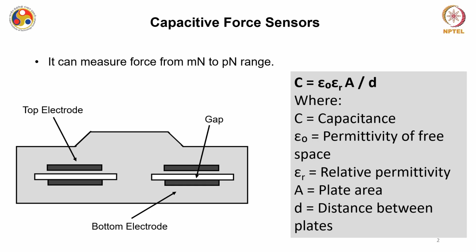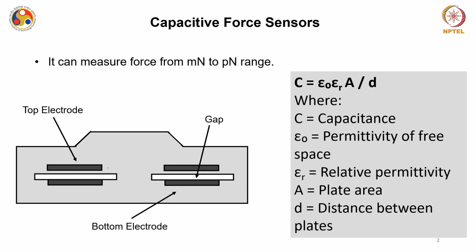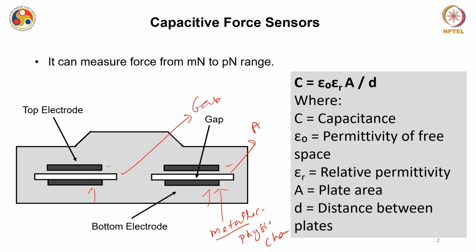So you have already seen some sensors based on the capacitive principle. The basic layout for a capacitive micro force sensor is something like this. You have a top gated structure and a bottom gated structure, made of some metal. This metallic structure is deposited by some physical vapor deposition or chemical vapor deposition, and you have a gap. In this gap you have either air or some dielectric material.